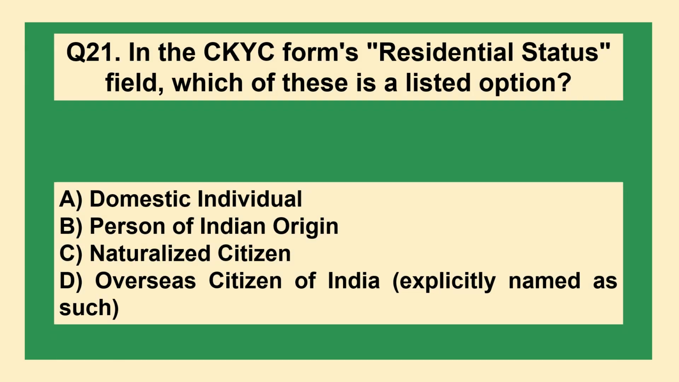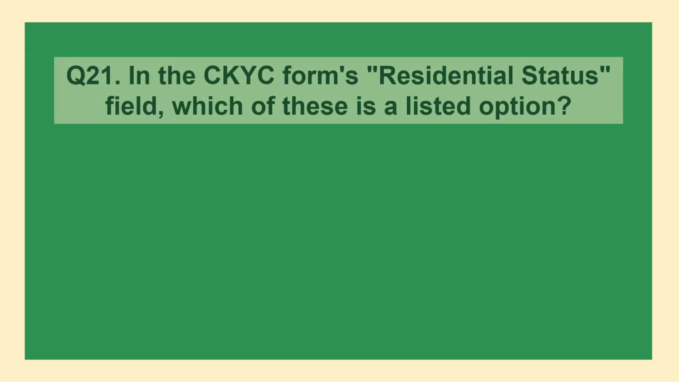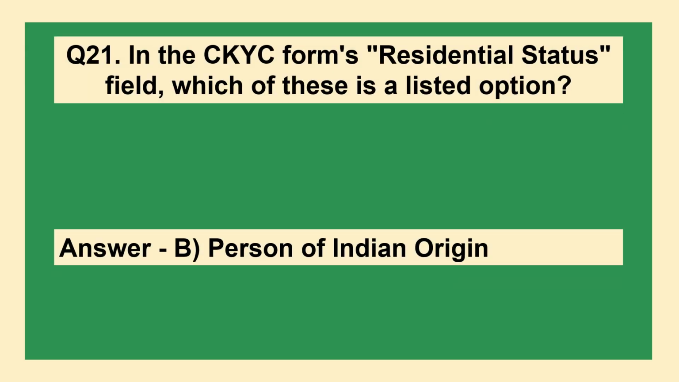Question. In the CKYC form's residential status field, which of these is a listed option? Option A, domestic individual. Option B, person of Indian origin. Option C, naturalized citizen. Option D, overseas citizen of India, expressly named as such. Correct answer is person of Indian origin.